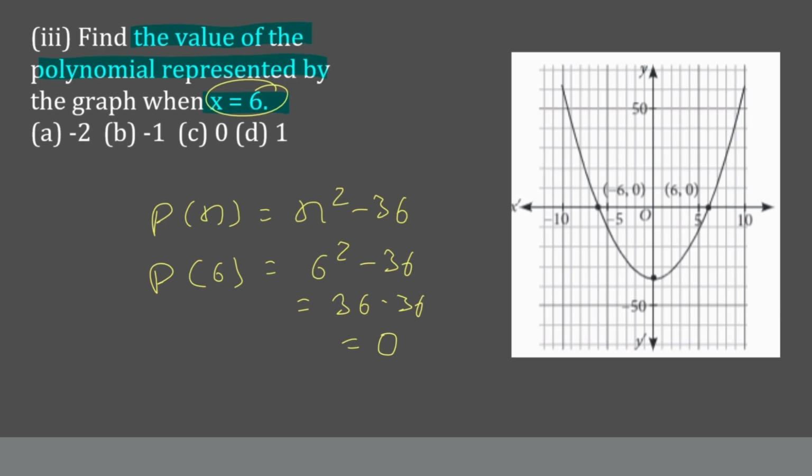But from the graph also we can figure it out. What you can observe in the graph when x is equal to 6, you can see over here when x is 6, y is what? 0. So we can say that from the graph also, at x equal to 6, f(x), or p(x) in this case, is what? 0. So 0, that is option C, is correct in this case.